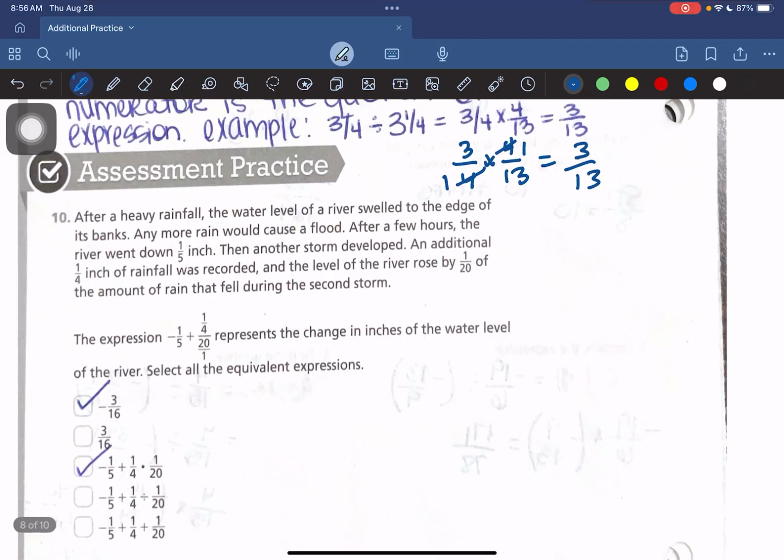Number 10, after a heavy rainfall, the water level of a river swelled to the edge of its banks. So there was a lot of rain, so now there's more water. Any more rain would cause a flood.